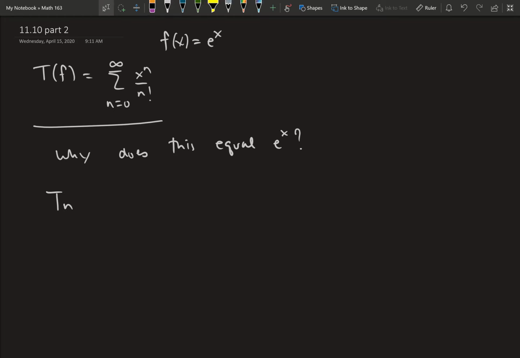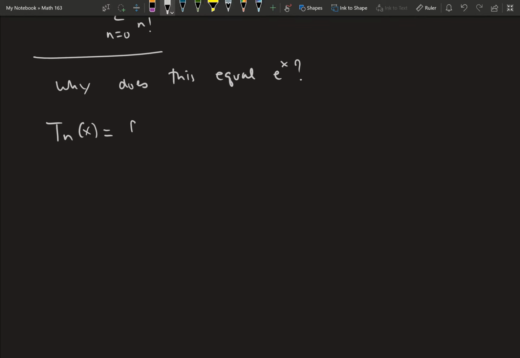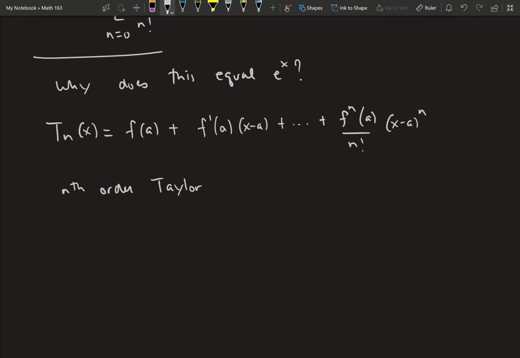So the answer comes from first considering what's called the nth order Taylor approximation. So this is just basically the first n terms. Let's just now come to a general, we'll come back to that example in a little bit. So this is a general Taylor approximation where we just take all terms up to the nth order derivative. Okay, so this is called the nth order Taylor approximation.